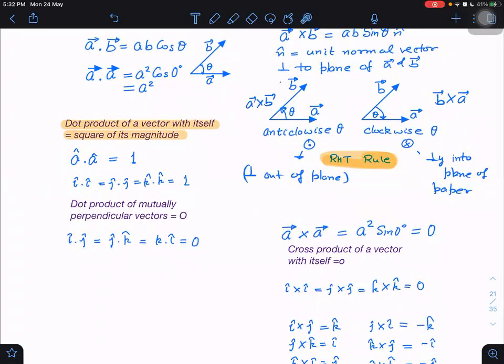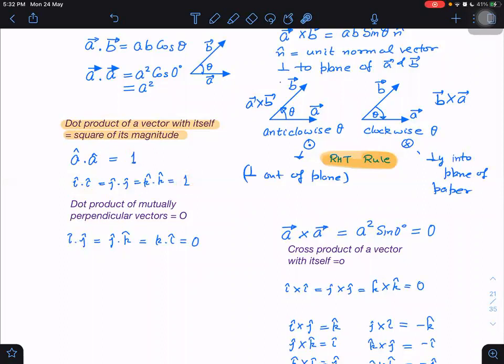Dot product of a vector with itself will be equal to the square of its magnitude. For example, what will be A cap dot A cap? What is the magnitude of A cap? Magnitude of A cap is 1. What will be the square of 1? Square of 1 will also be 1. Therefore, A cap dot A cap will be 1. I cap dot I cap will be 1. J cap dot J cap will be 1. K cap dot K cap will be 1. All these are 1.